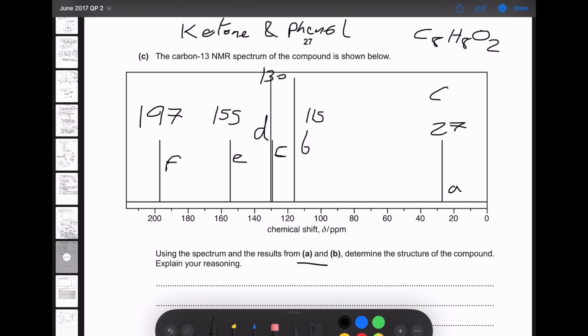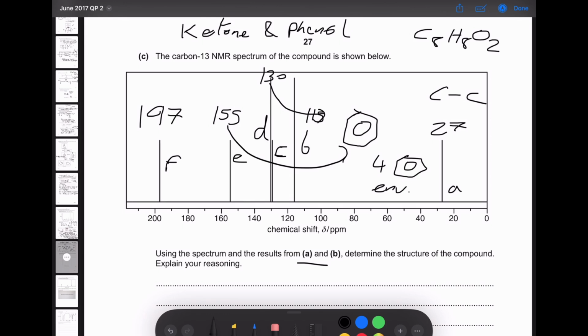So 27, according to my data sheet, is going to be C to C. 115 is going to be our benzene ring, as is 130, as is 155. So that means we've got 4 benzene environments. That'll be important in a second. And 197 can either be an aldehyde or a ketone. We know it's a ketone, so we'll just put that in there.